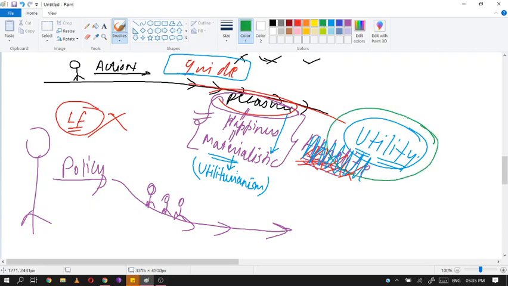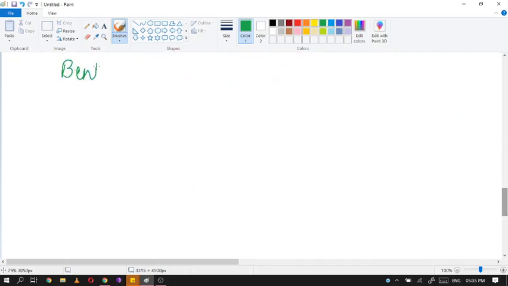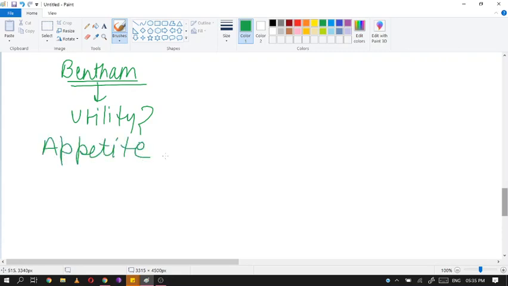Here is the part where he will destroy utilitarianism. Understand, this word for Mill means a completely different thing. You have to take utility in the widest sense. Again, try to understand. For Bentham, what is utility? It is just about feeding your appetite, nothing else. What can feed your appetite? Something material, obviously. So I should not be repeating materialist again and again. That should be understood by now.